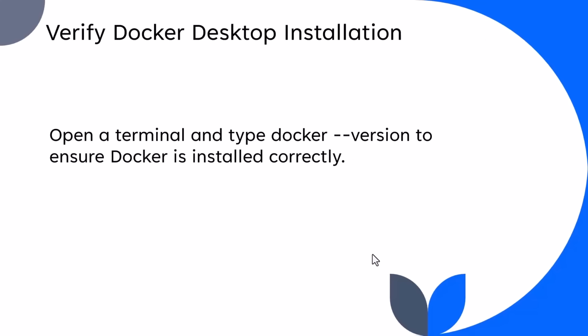So after having complied with all the system requirements and having successfully installed the Docker desktop, you should verify Docker has installed correctly or not by opening a terminal again, Windows command prompt or PowerShell, and type docker dash version or hyphen version, whatever way you call it, to ensure Docker is installed correctly. Okay.